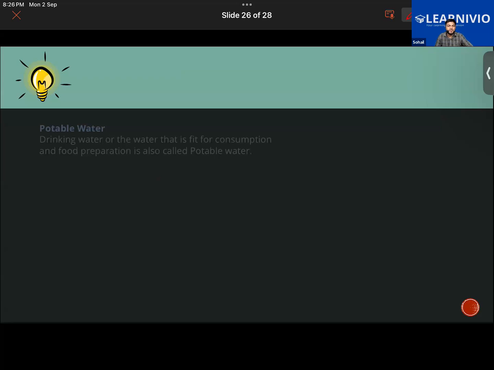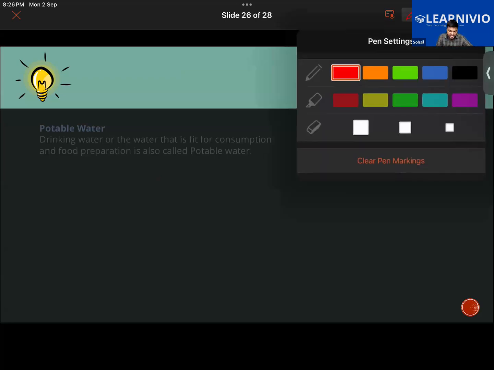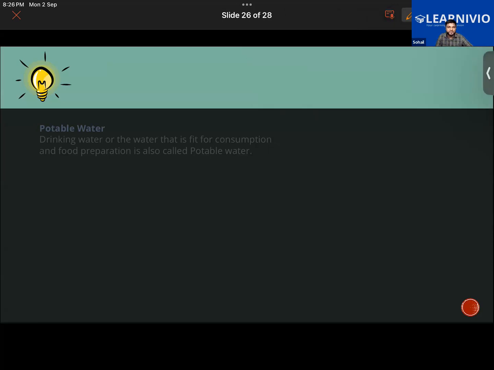Then we have the concept of potable waters. Like what potable water is? So drinking water, or the water that is fit for our consumption, will be simply called potable water or drinkable water. That is the thing.